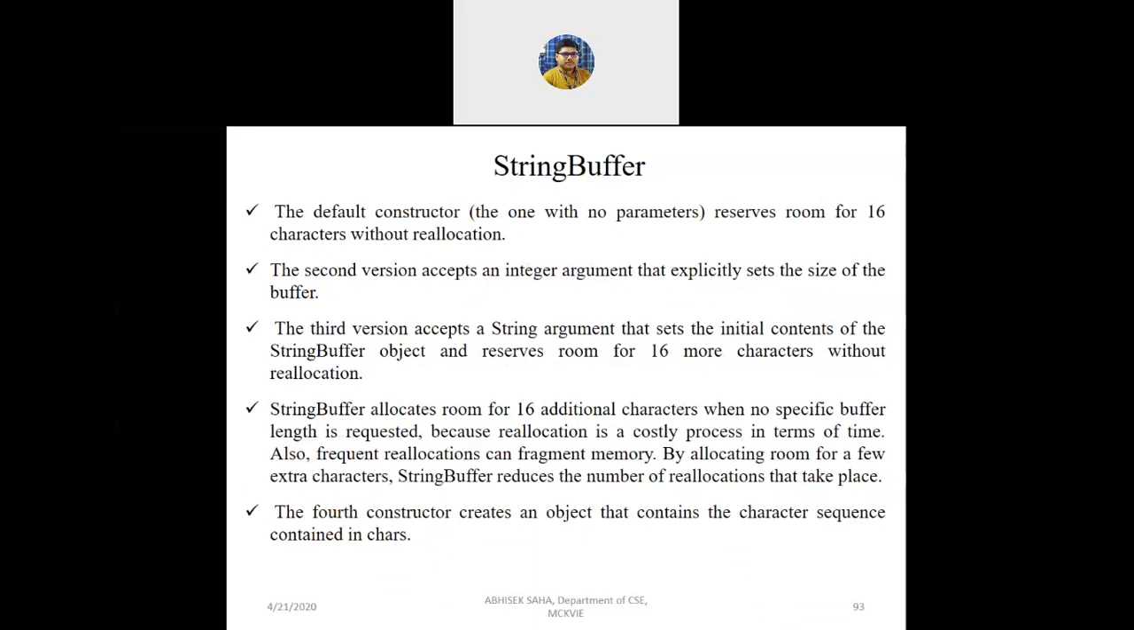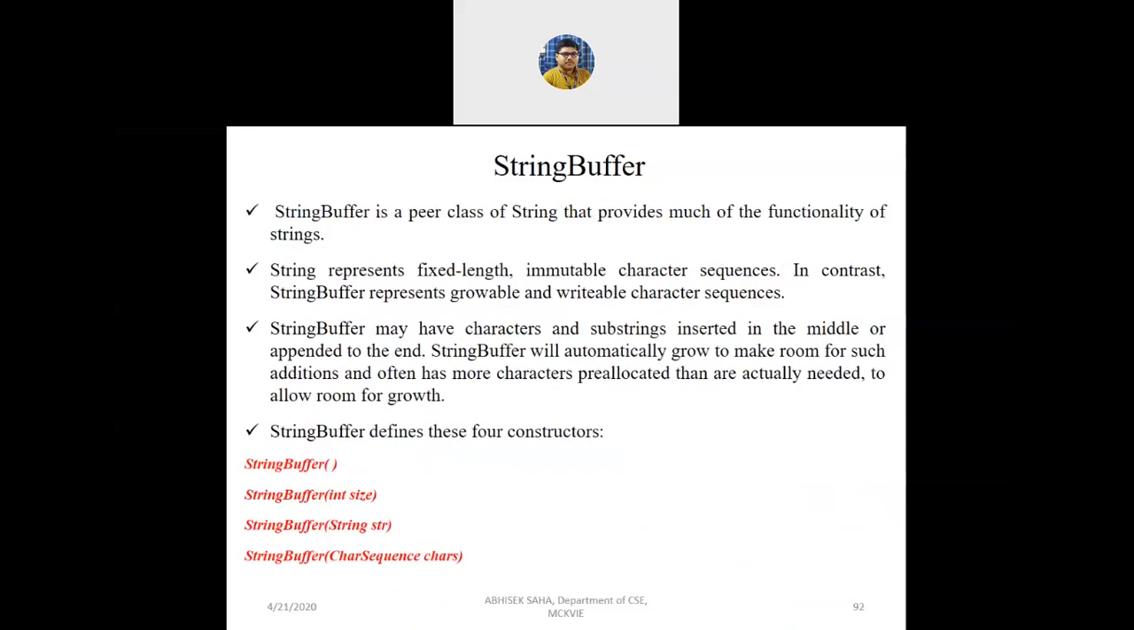And the third version accepts a string argument and sets the initial content of the string buffer object, and reserves room for 16 more characters without reallocation. Try to understand the third case. You have passed a string as a parameter. What this constructor does is allocate the space for the string that you have passed, along with 16 more. Along with 16 more. I will show you in an example.